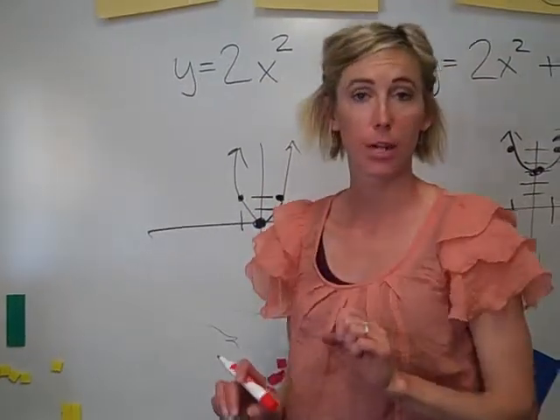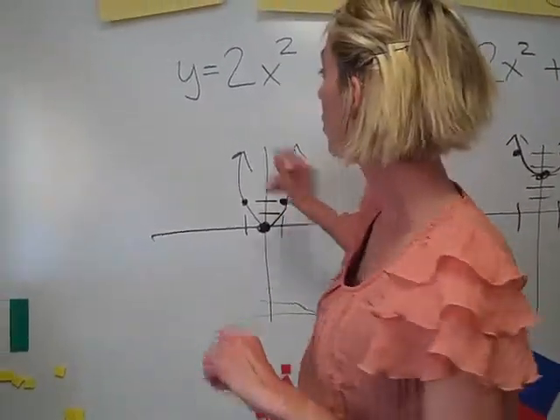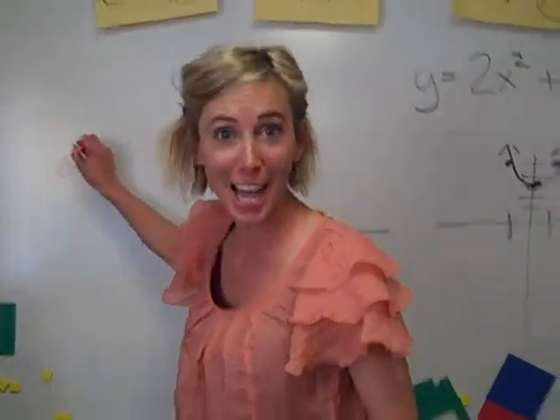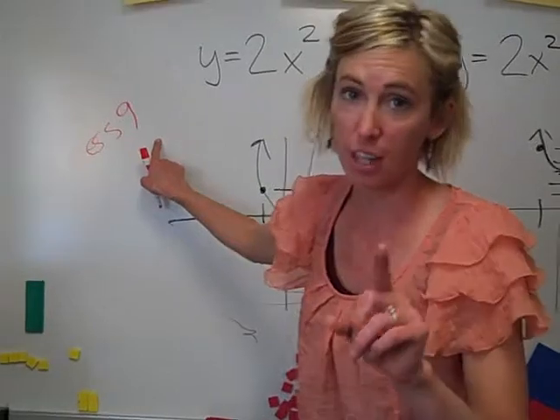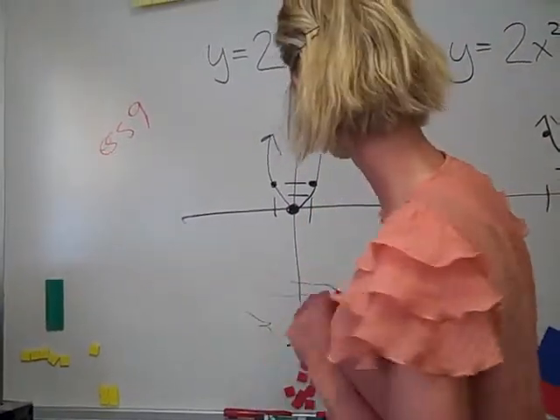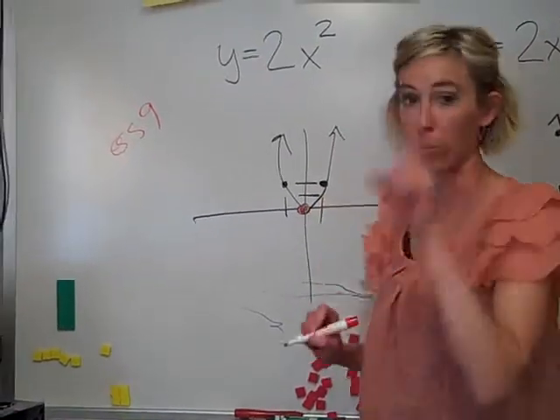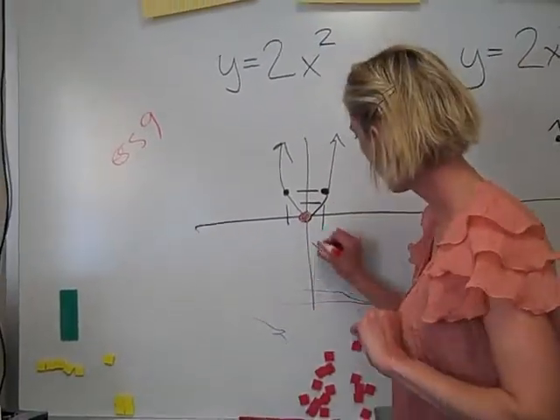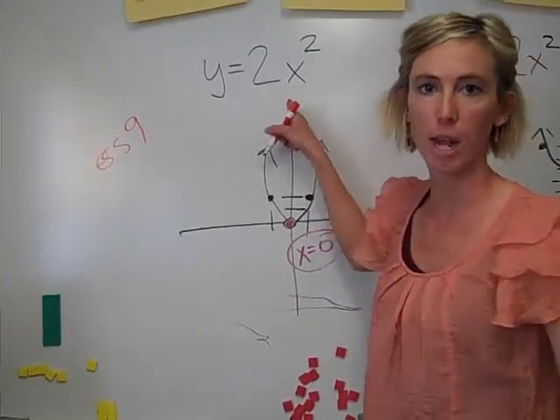Y equals 2x squared. We already graphed it, right? So when we go to essential 9, this one, now you're solving. So when I look at the graph, the rough sketch, how many solutions does it have? It has 1 because it hits the x-axis in one spot. And that one spot is x equals 0. So there's my one solution to this problem.